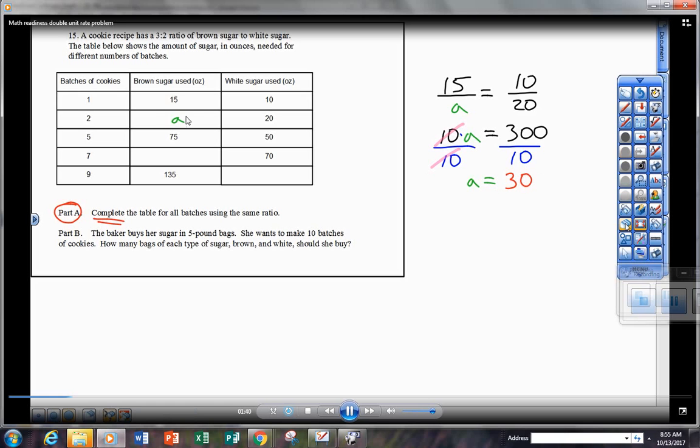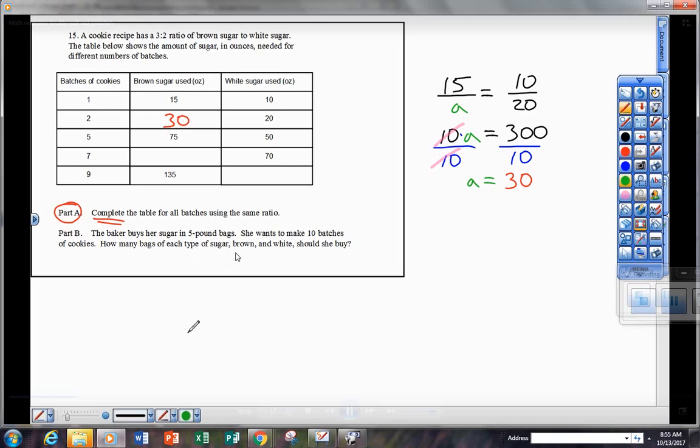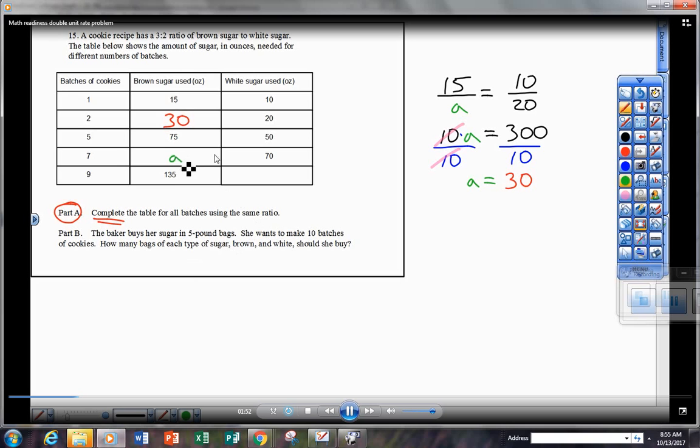So that is the number that goes right here in that second batch of cookies. How many ounces of brown sugar were used? So 30 ounces were used. All right, for my next one, again, keep the ratio the same. Follow the pattern in the table.